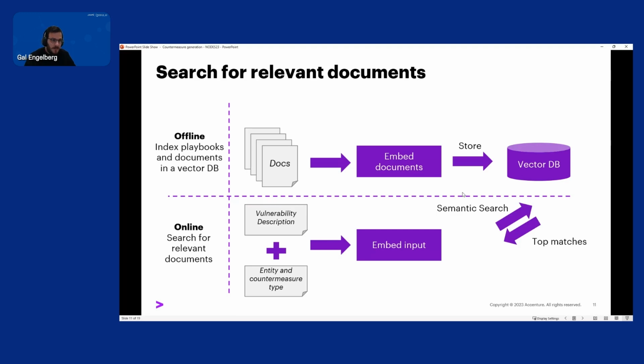Given that information, we would like to search for relevant documents. We do this in two steps. The first one is an offline step, where we index playbooks and documents in a vector database. We take the documentation, embed it, and store it in a vector DB. Then in the online phase, we search for the relevant documents. We take the vulnerability description, the entity, and the countermeasure type, concatenate them, embed them, and then search within the vector database and return the top K matches.